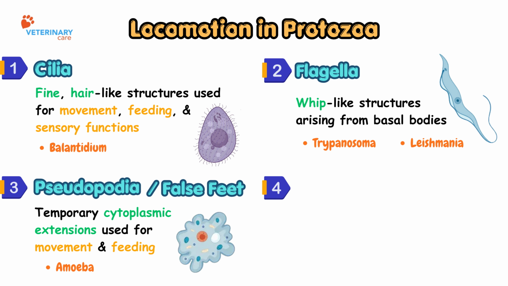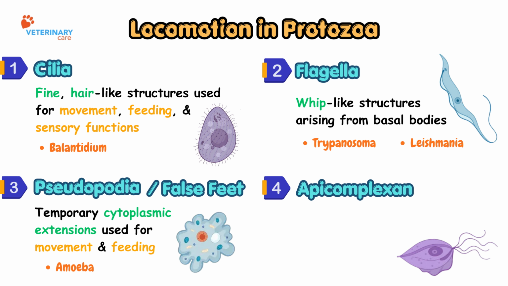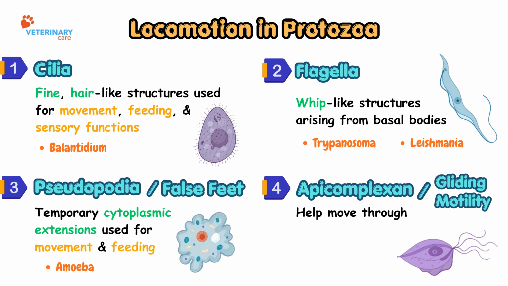The last is apicomplexan. Apicomplexan parasites use a special type of movement called gliding motility, which helps them move through tissues and host cells. They are found in organisms such as Plasmodium and Toxoplasma.